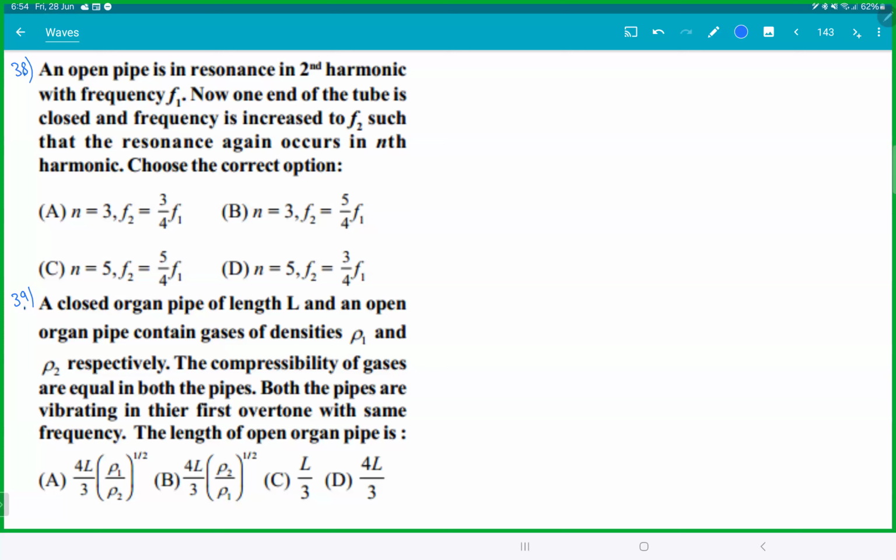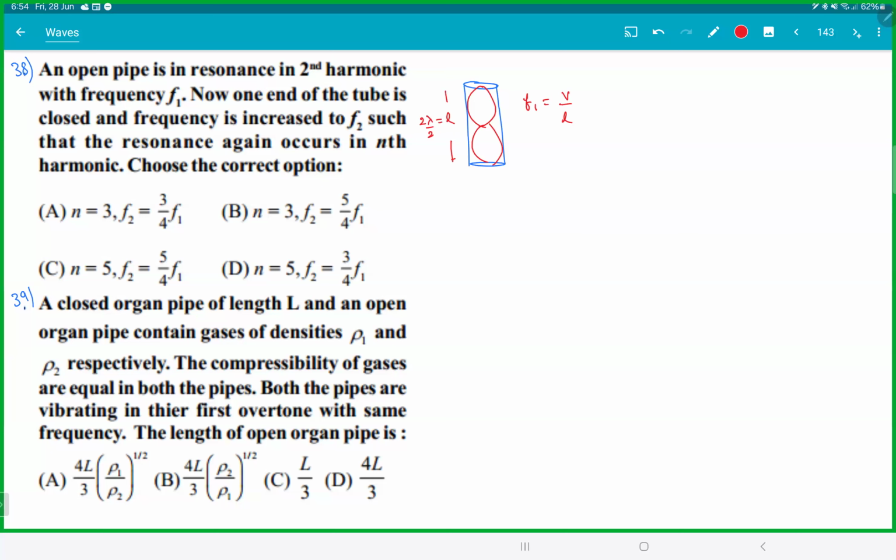An open pipe is in resonance in the second harmonic. Now one end is closed and the frequency is increased to F2 such that resonance occurs in the nth harmonic. Choose the correct option. For the open pipe, the second harmonic is two loops, so this F1 is nothing but V by L. Basically 2 lambda by 2 is equal to L.